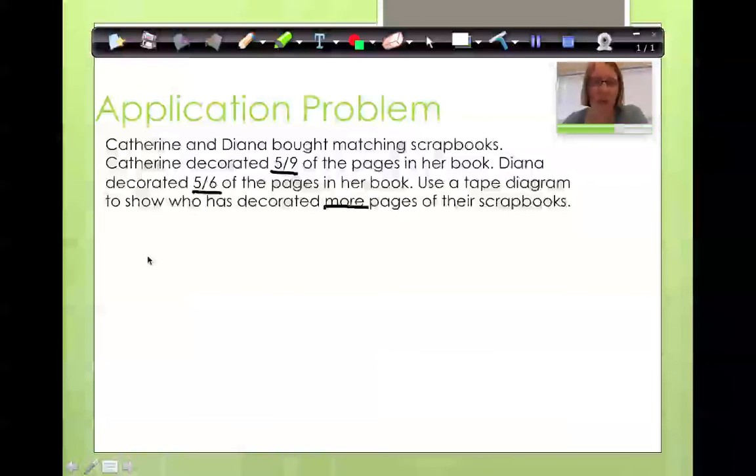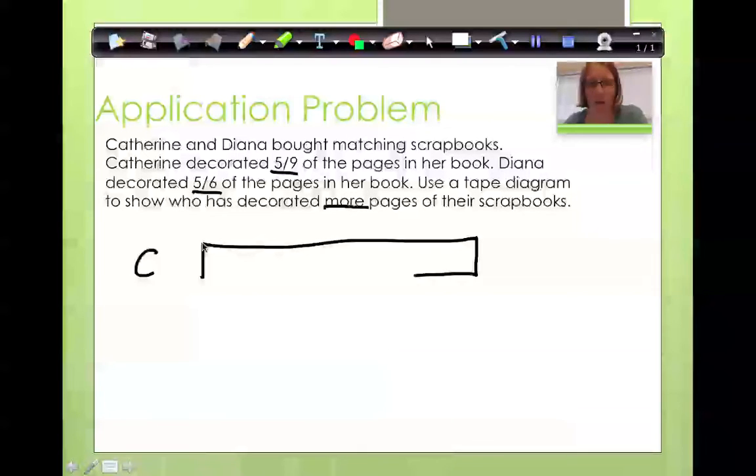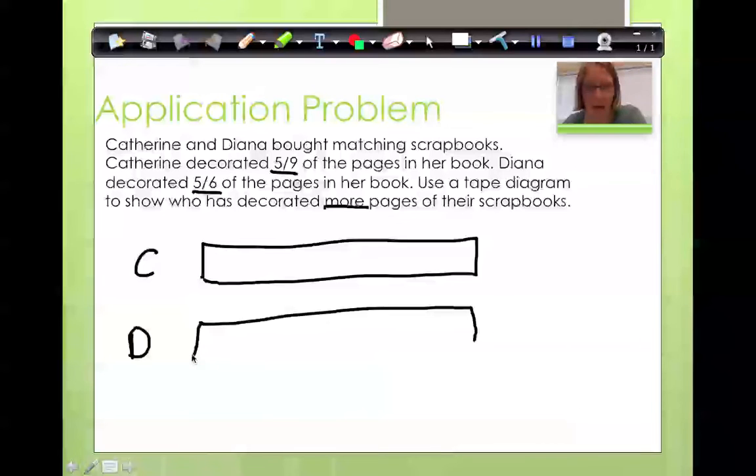Okay, so let's make Catherine's. So here's her whole. Let's make them be about the same length. This one's Diana's. I'm going to try to make it as close as I can. I'm not going to be overly particular, but pretty close so it makes sense. Now, ninths. She did 5/9. Now, do you notice that the numerators are the same? There's 5/9 and there's 5/6. The top numbers, or the numerators, are the same. Okay, so we have to cut Catherine's into ninths. That's going to be a little tricky.